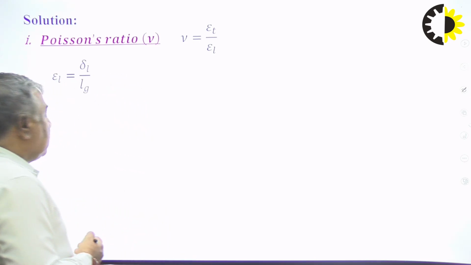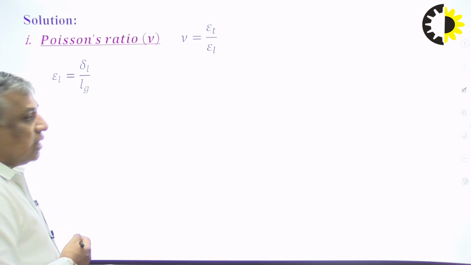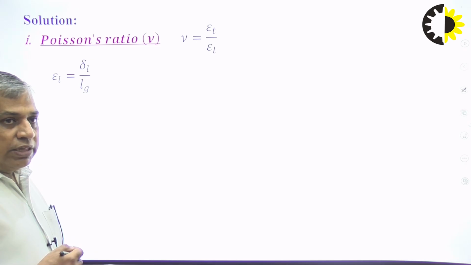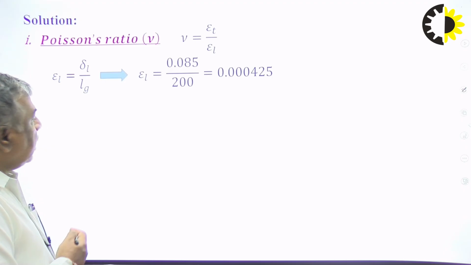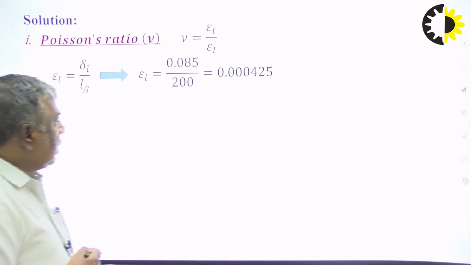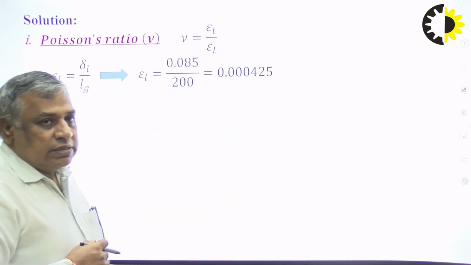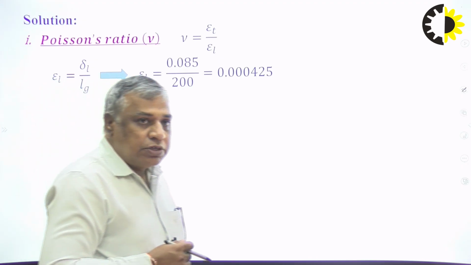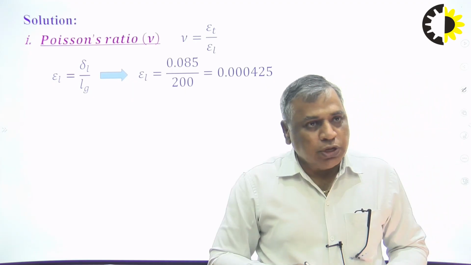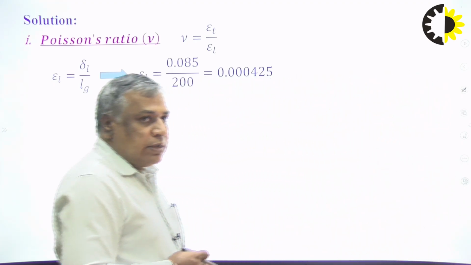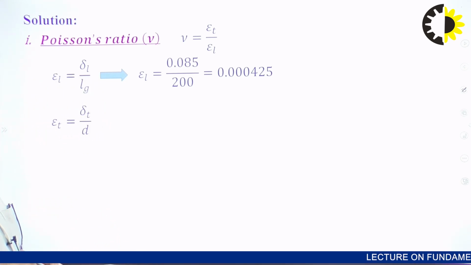So what is epsilon_L? That is the longitudinal deflection upon the gauge length. Delta L is given in this problem as 0.085 mm in a length of 200 mm. So epsilon_L comes out to 0.000425. Strain is a non-dimensional quantity, millimeter upon millimeter, so it does not have any unit. Right. Now find epsilon_T, because this is the change in the diameter.